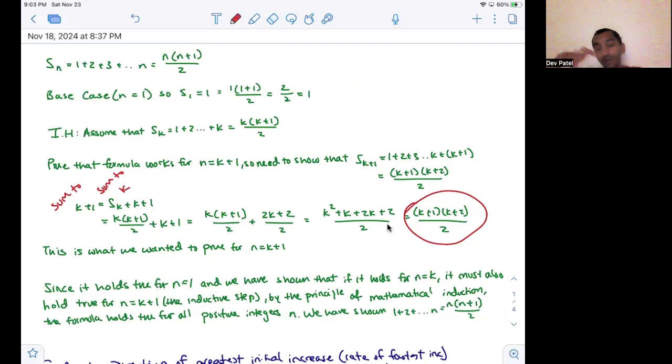And I guess we want to break this down further. Obviously we know we need to have a base case. We need to have an inductive hypothesis. We need to bring those two things together. And one of the main things is what do we want to prove? In this case, we wanted to prove that if it holds true for k, it also holds true for k plus 1.